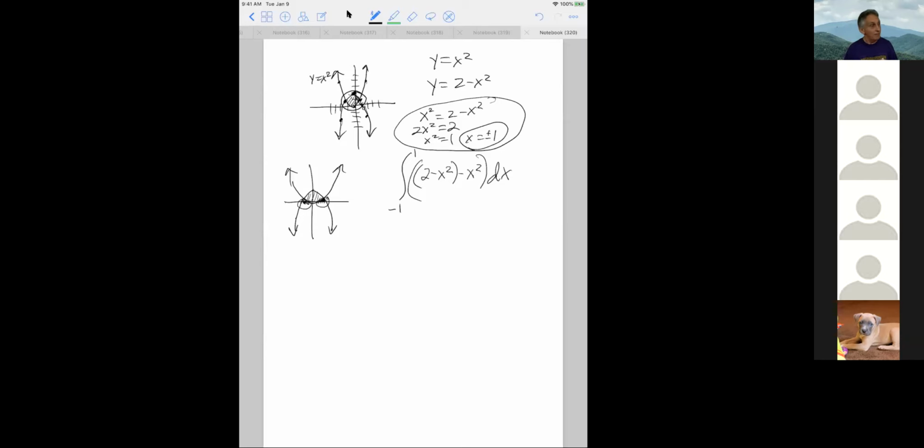Now before we do anything else, let's simplify this function. I could take the antiderivative right now, but I've got 3 terms in there. If I combine those x squareds, I only have 2. That'll simplify it a little bit. So this equals the integral from -1 to 1 of 2 minus x squared minus x squared, which is 2 minus 2x squared, dx.